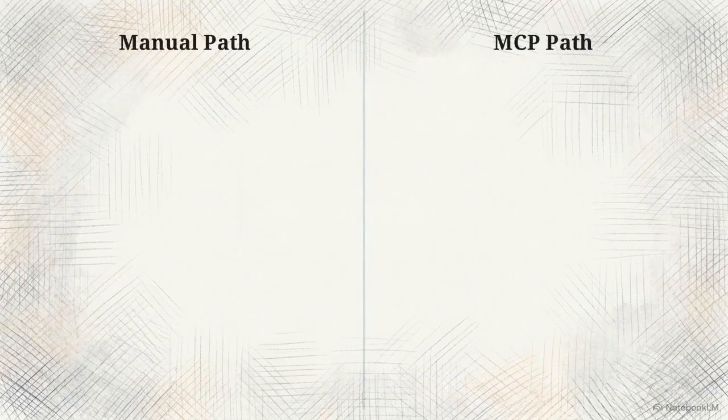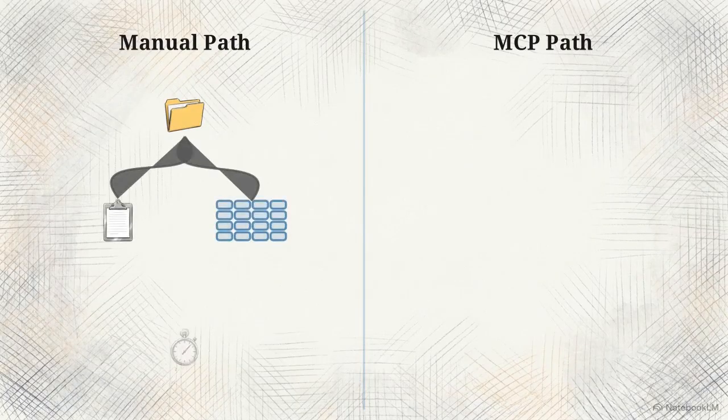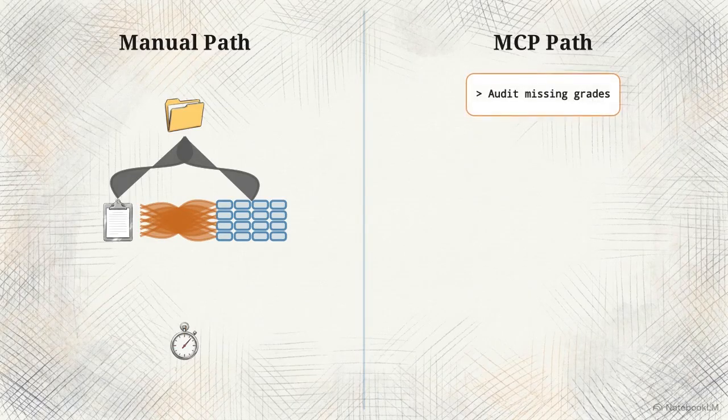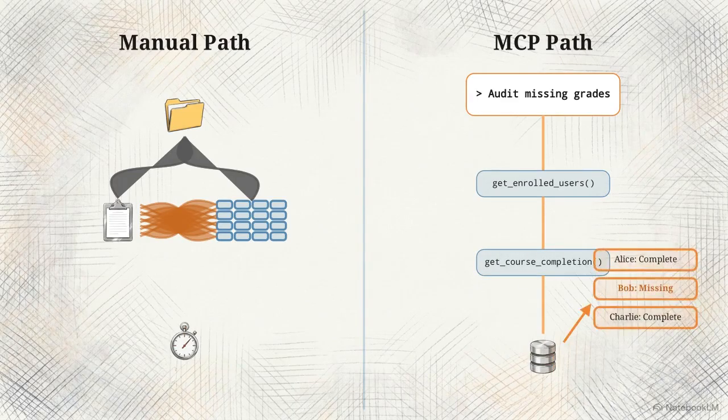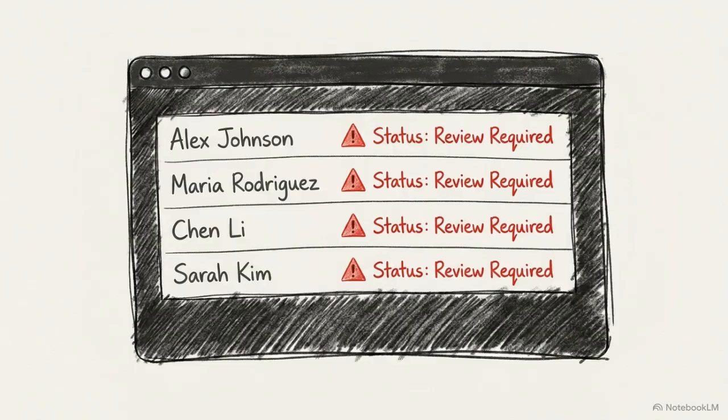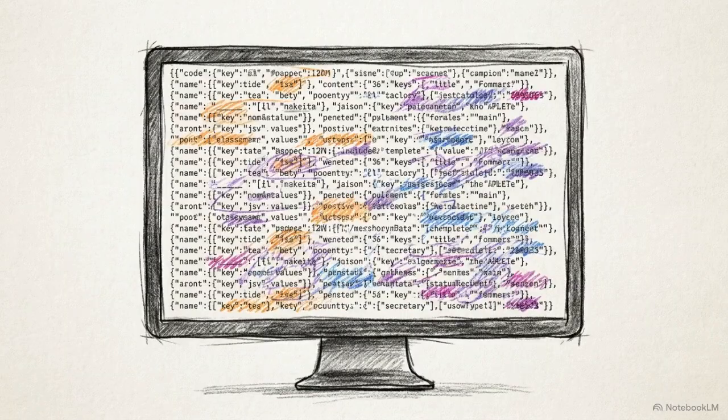Let's compare an end-of-week grade audit. Manually, you navigate menus, export the gradebook, download it, and run pivot tables to isolate missing assignments. On the MCP side, you write one prompt asking the AI to pull enrolled users and check course completion. The agent handles the cross-referencing in the background and hands you a clean text list of every student who has fallen behind. But there are constraints here.